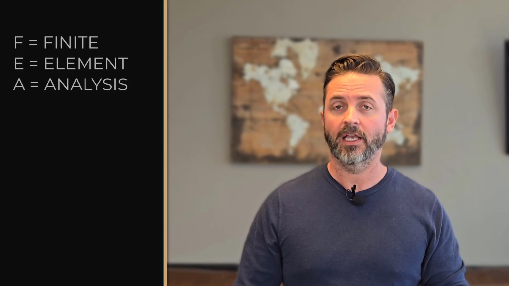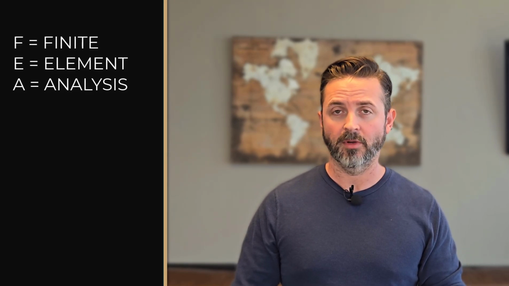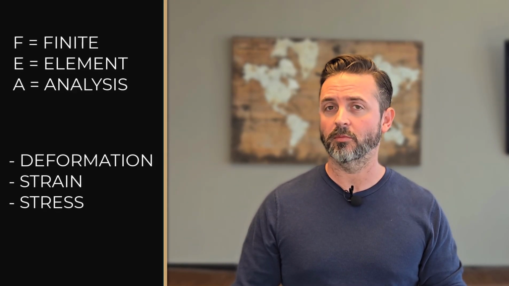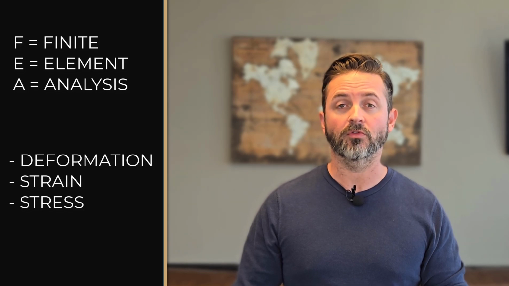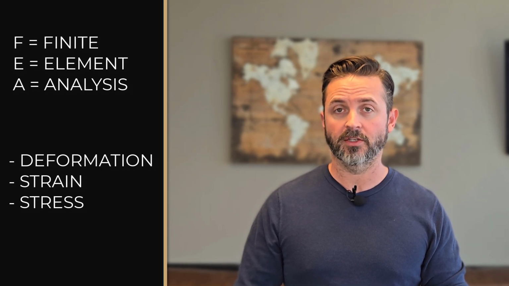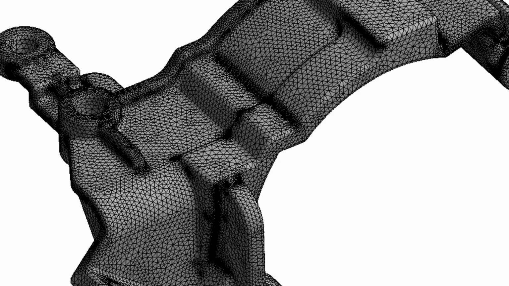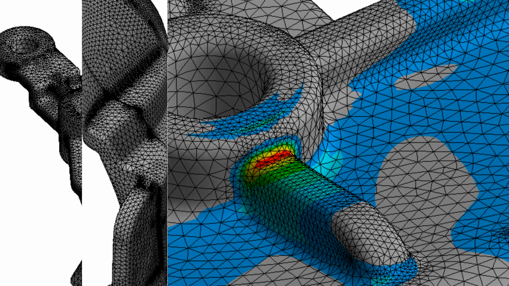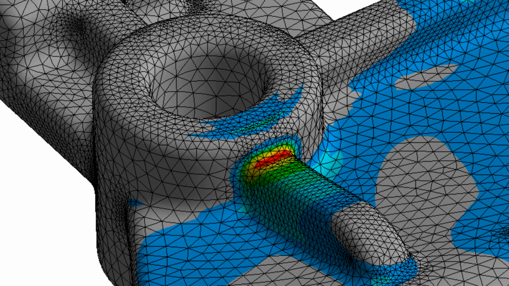FEA is an acronym. It stands for Finite Element Analysis. It's a numerical method for determining the deformation, strain, and stress associated with bodies or structures subject to forces or enforced displacements. It's a numerical method that involves subdividing geometry into smaller pieces known as elements through a process known as meshing. Once that process is complete, the solver will solve for the displacements, then for strain, and then for stress. So here's how it works.